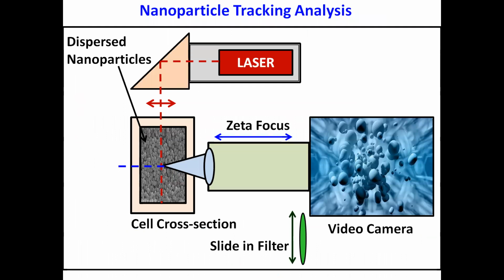So this is the actual setup for nanoparticle tracking analysis. There is a laser source, then the laser will reflect by means of a mirror, which is mounted at a 45-degree angle. So that will bend this laser beam at 90 degrees. When it reaches a chamber where the particles are making Brownian motion in a particular liquid, the image of those particles will be captured by a very high speed, powerful video camera, and then the particle image will be analyzed.